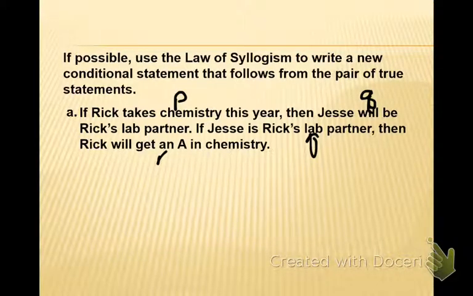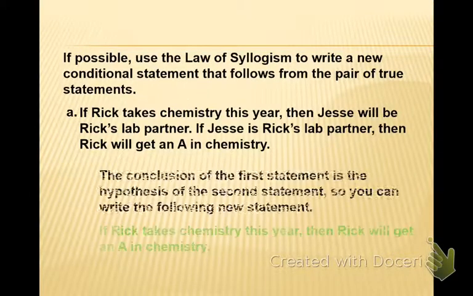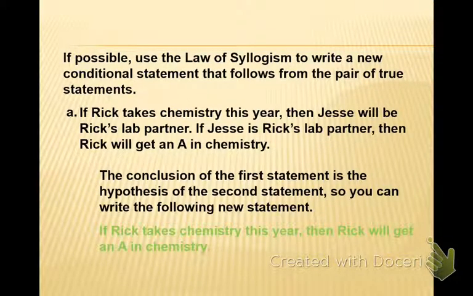So based on those two statements, what conclusion can you make? We're going to use P to help us conclude R. We're going to jump straight from P to R. And therefore, we're going to be able to say, if Rick takes chemistry this year, then Rick will get an A in chemistry. And we know that's going to be true. But the conclusion of the first statement has to be the hypothesis of the second statement.